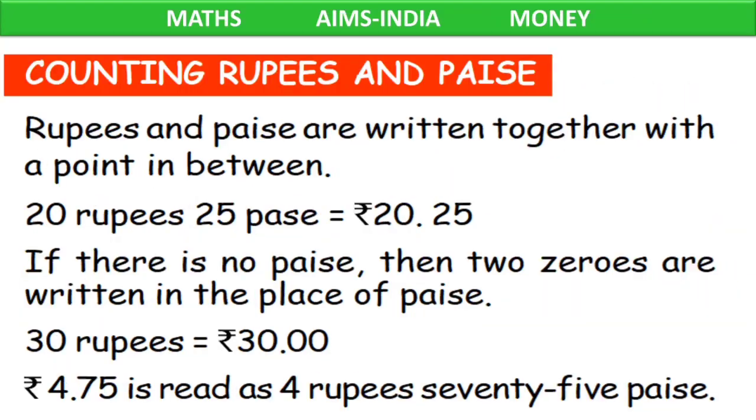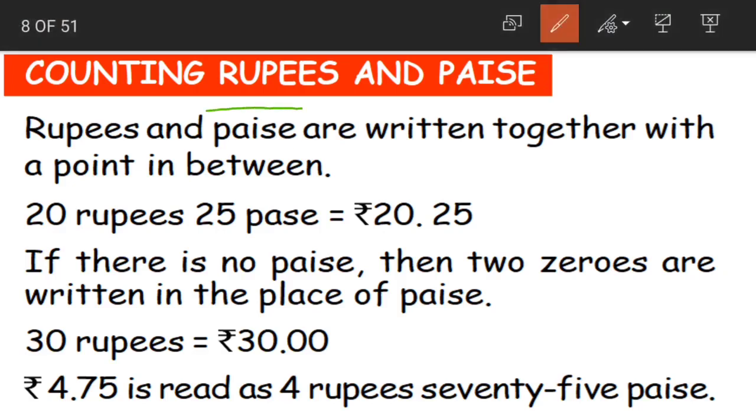Understood? Now counting rupees and paise. Rupees and paise are written together with a point in between. What are they saying when we have both rupees and paise together? Say 20 rupees 25 paise.